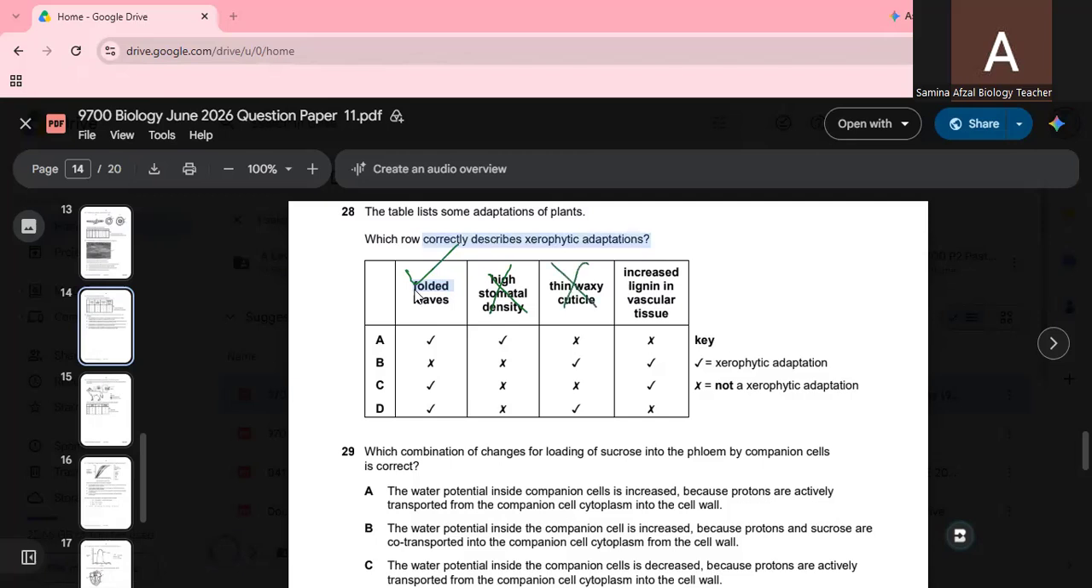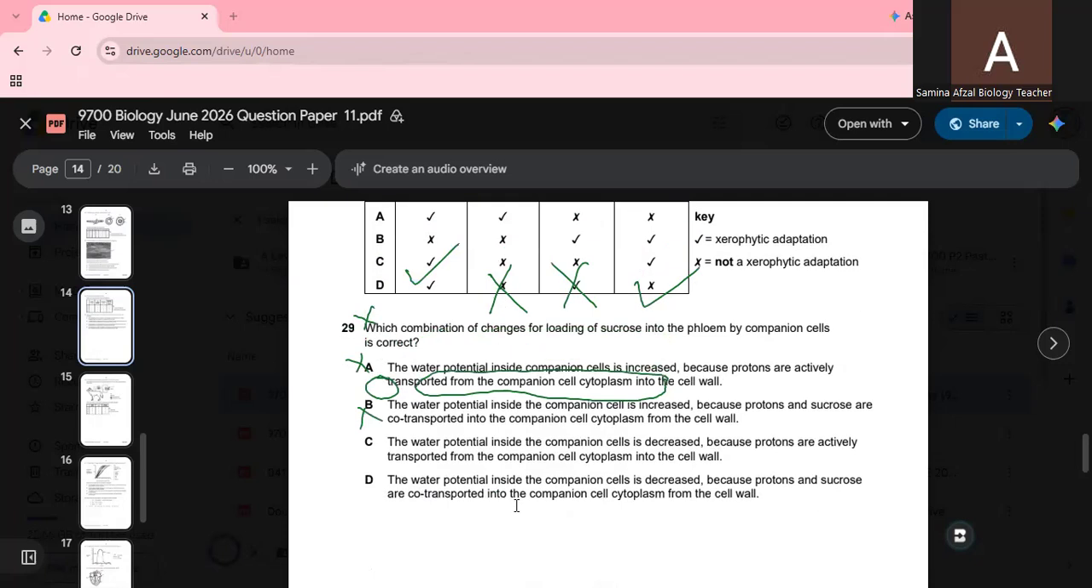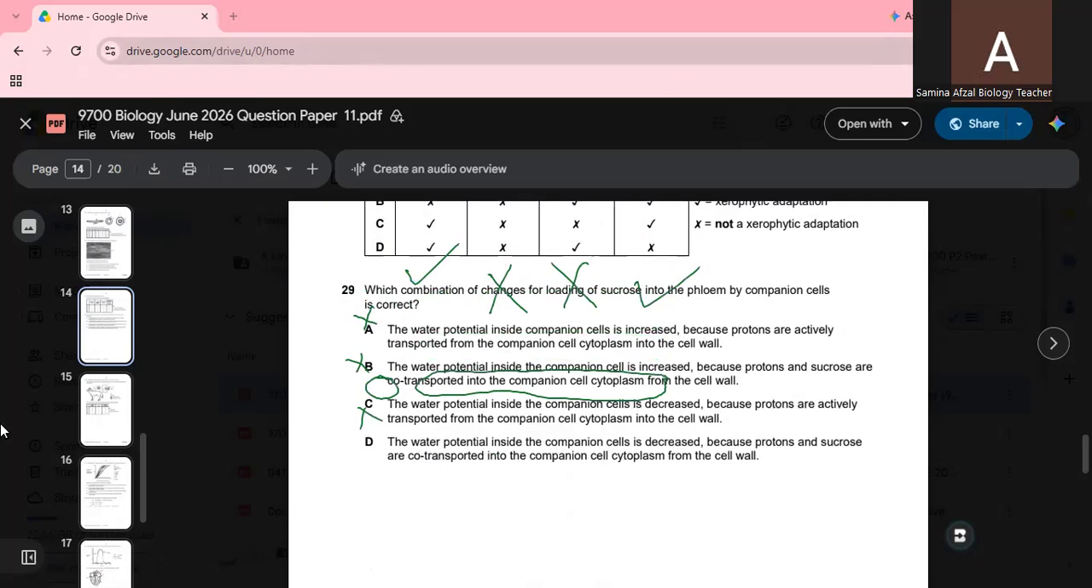Again, increased lignin in vascular tissues provides structural support to withstand wilting tension under hot, dry conditions. So it is present. According to this, we will go with option C. A, B, and D are not correct because of the characteristics I have mentioned at the top of the table.